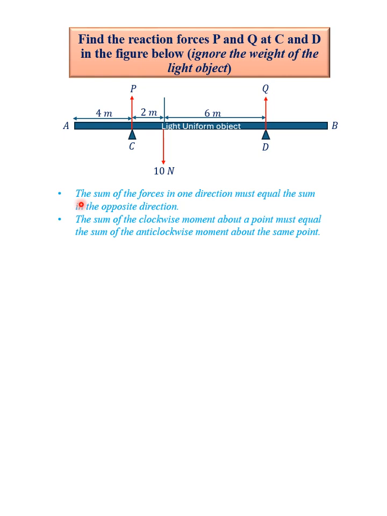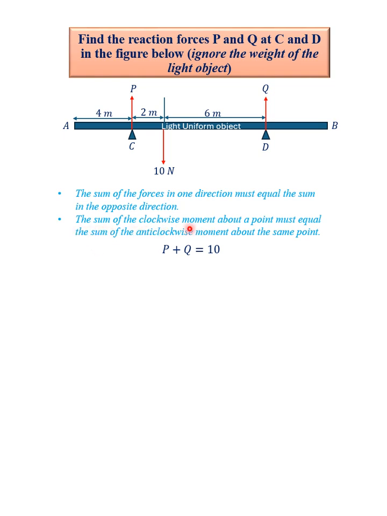Now let's take the first condition. The sum of forces acting up must be equal to the sum of forces acting down. If that is the case, then P plus Q should be equal to 10. P is acting up, Q is acting up, we add them up and we equate to 10, the only force that is acting downward. If there was another force acting downward, we would add it to the 10. But in this case, P plus Q equals 10 is the sum of forces acting upward being equal to the one acting downward. Now let's move to the second condition.